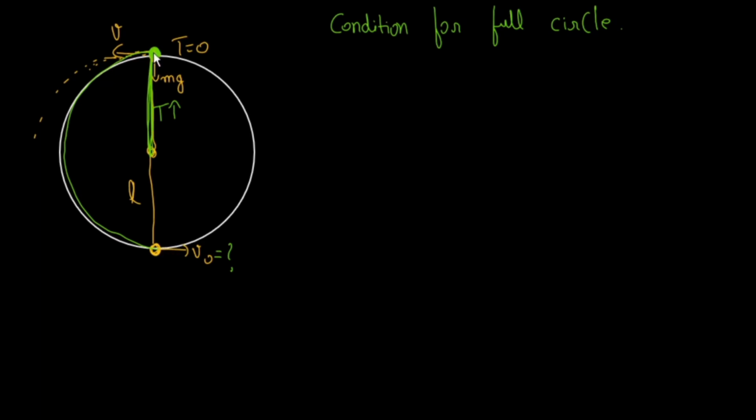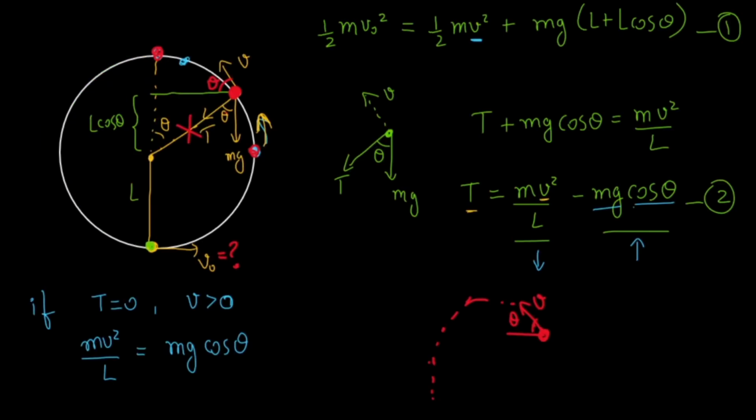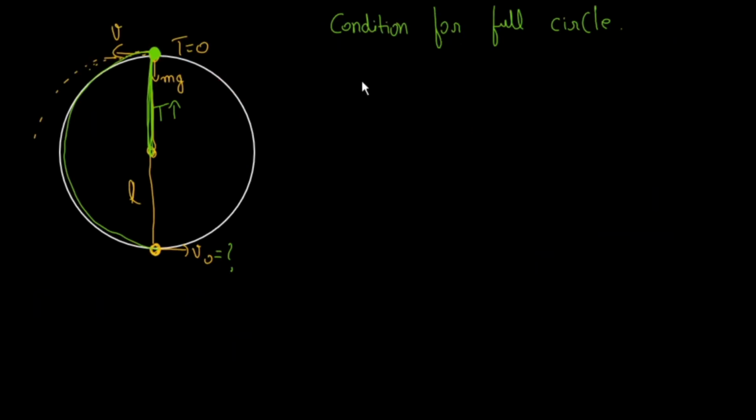Alright, so we know tension here becomes 0. From the formula, tension is equal to mv square by L minus mg cos theta. At this point my theta will be 0. So I can say my tension is 0, mv square by L minus mg. Okay, so m and m get cancelled, and v square is equal to gL.